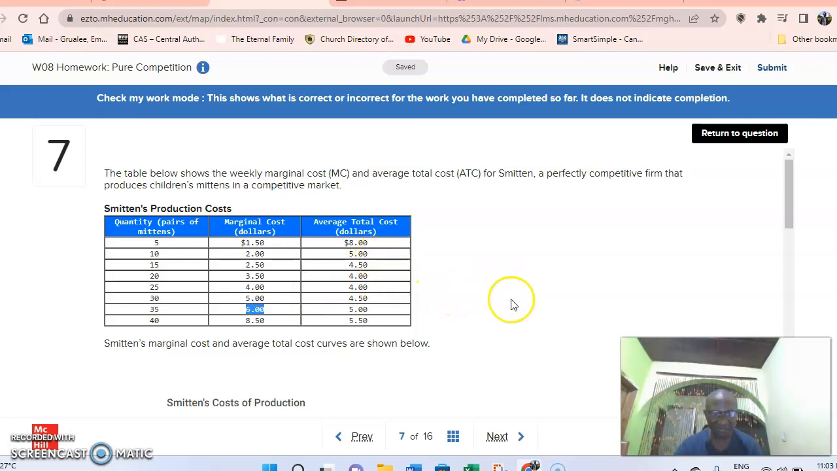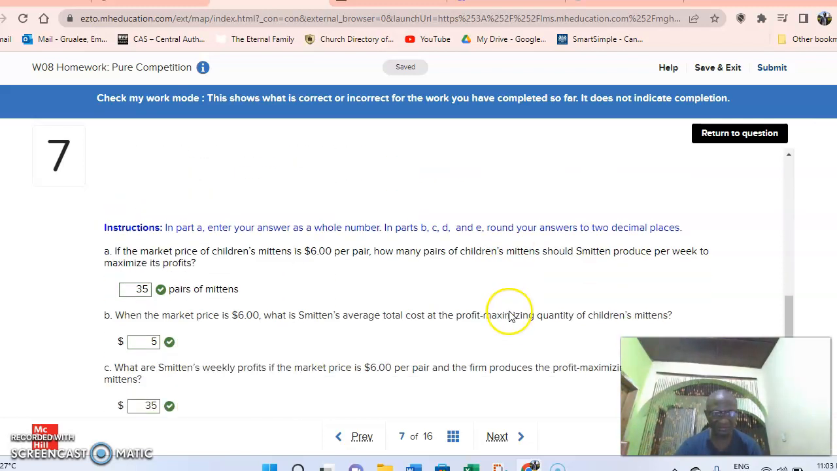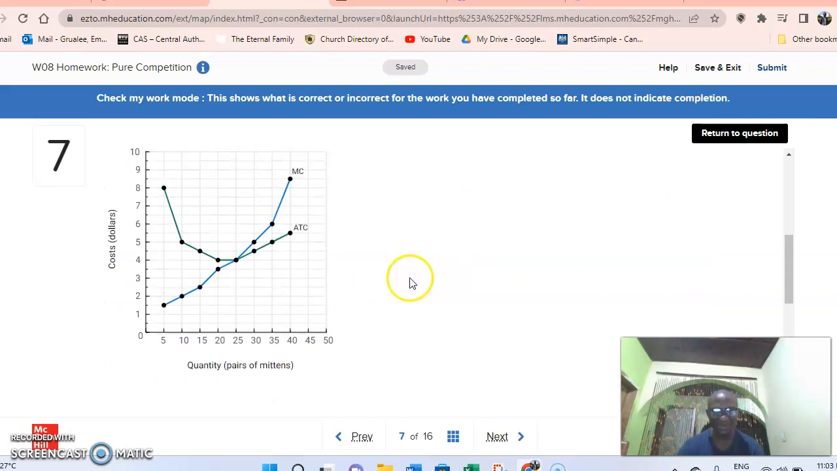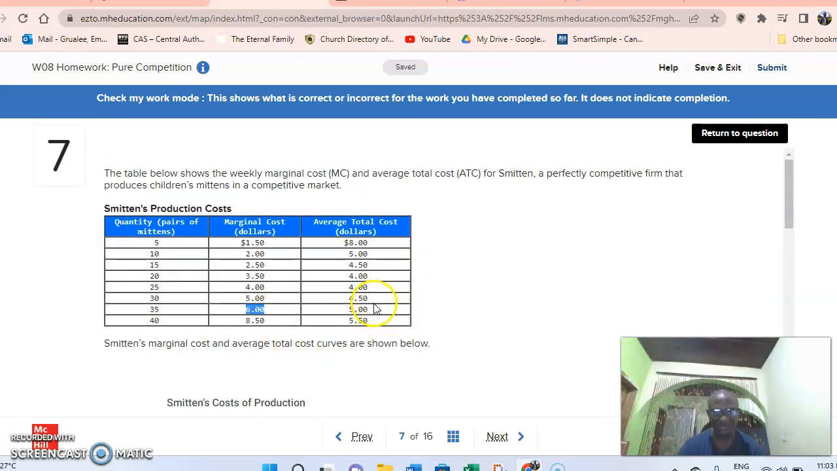You have an increase of 35. So that's the profit. So when the market price is $6, what is the average total cost? Asking on average total cost at the price of $6, the average total cost is just $5 a year.